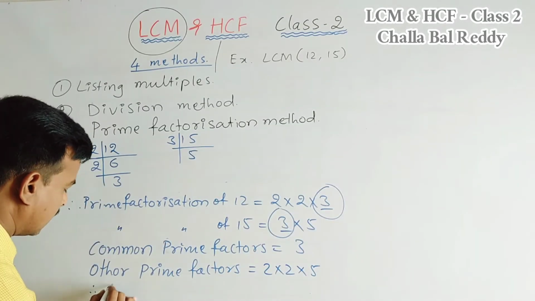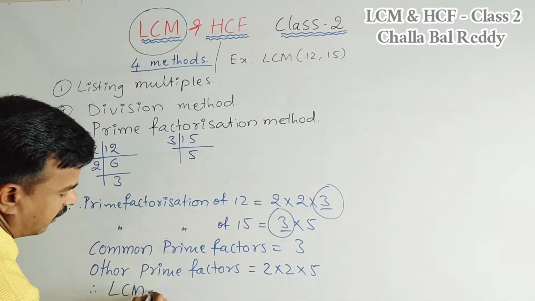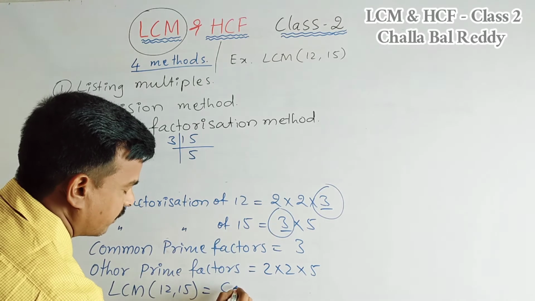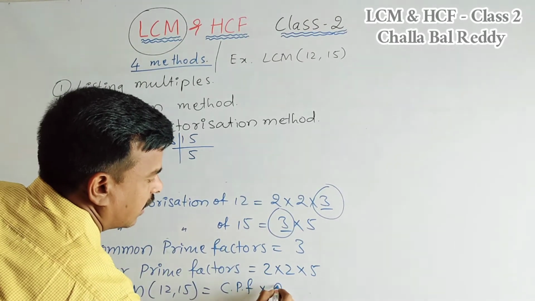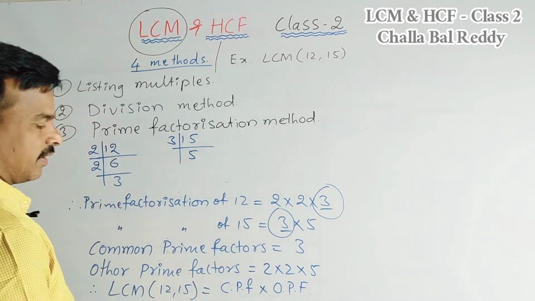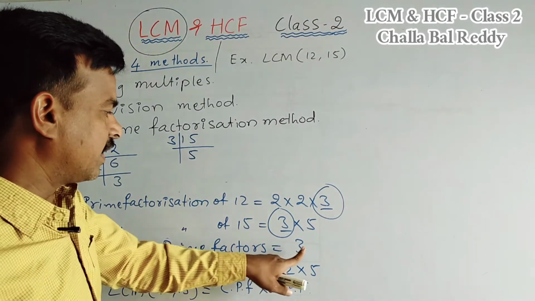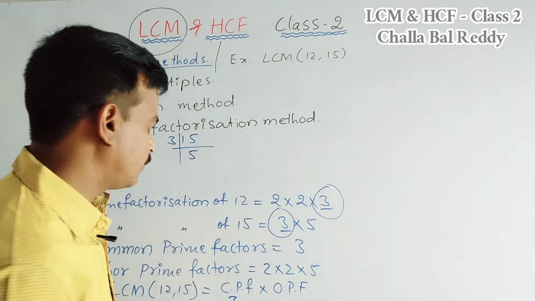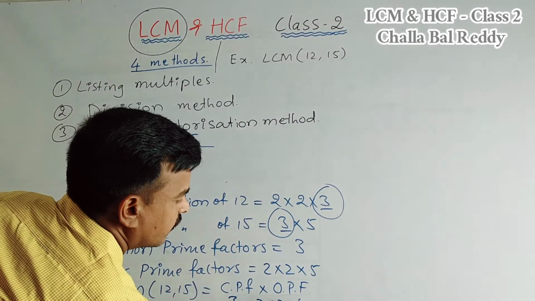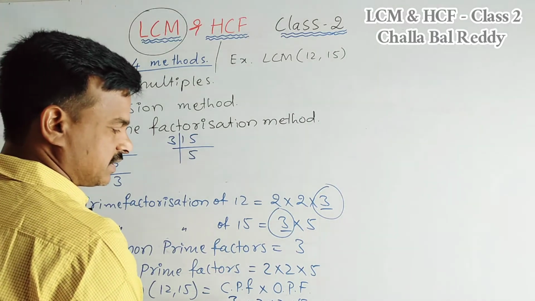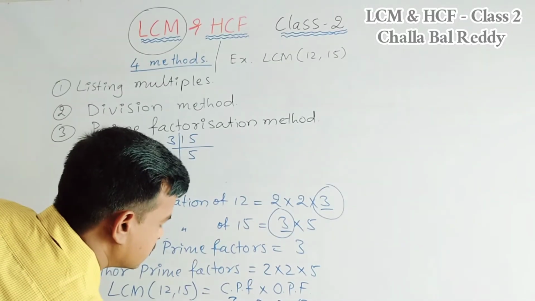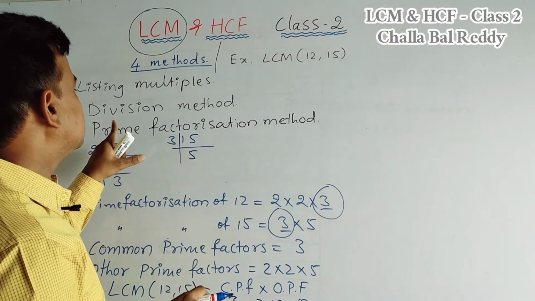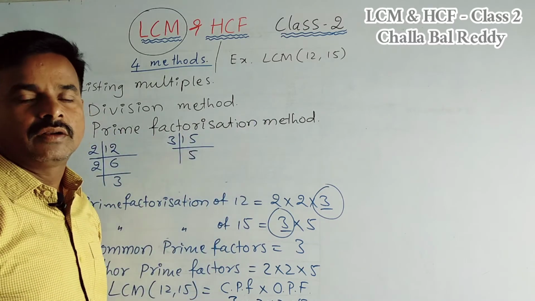Therefore LCM of 12, 15 is equal to common prime factors into other prime factors. This is the formula. Common prime factor 3 into other prime factors 2 into 2 into 5. Then 3 twos are 6, 6 twos are 12, 12 fives are 60. So 60 is the LCM. This is the way of finding LCM by using the prime factorization method.